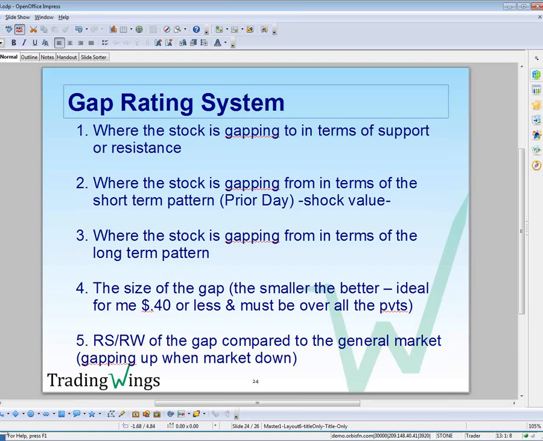Gapping from, gapping to, where the stock is gapping from in terms of long term. Gapping to, number three. You're saying number two and three gapping from, but you keep saying gapping to. Okay. Gapping from, sorry. Thanks, Scott.